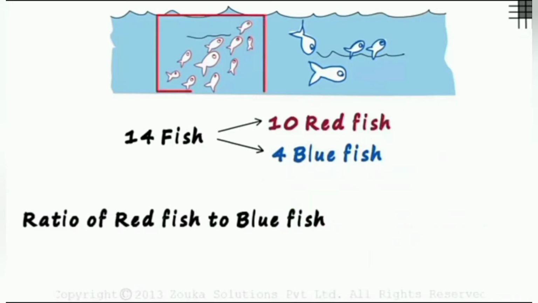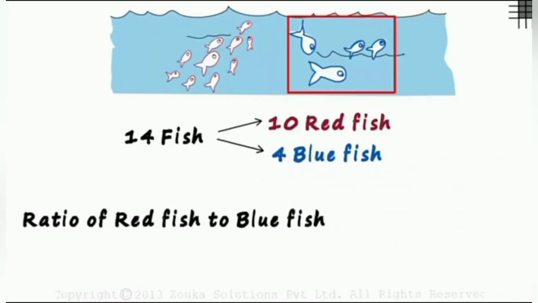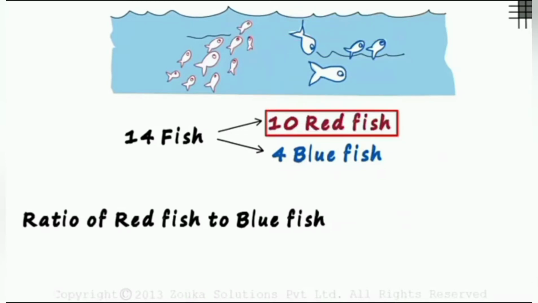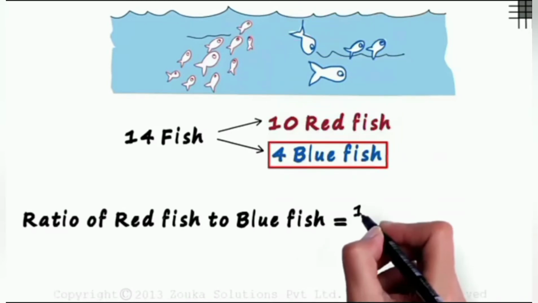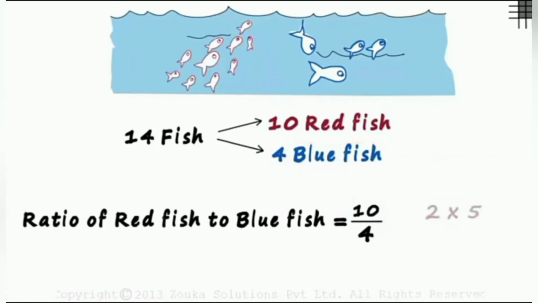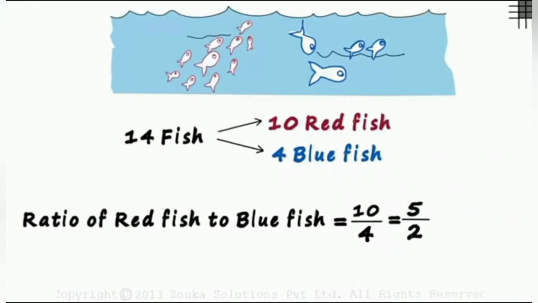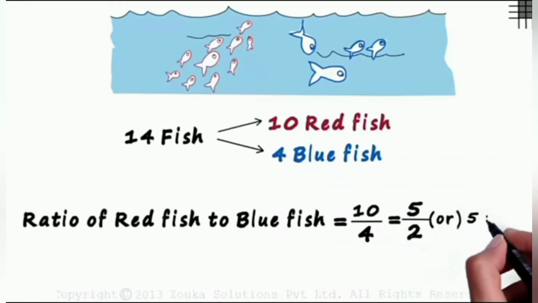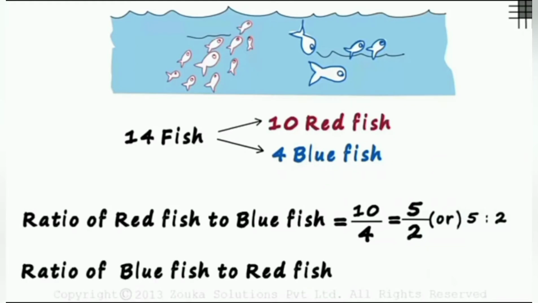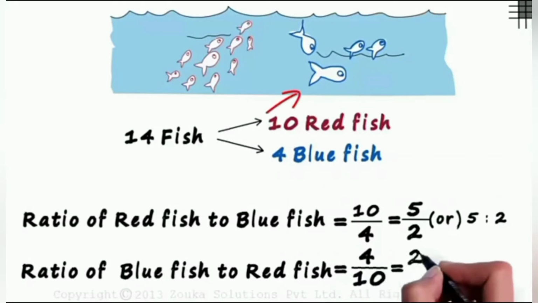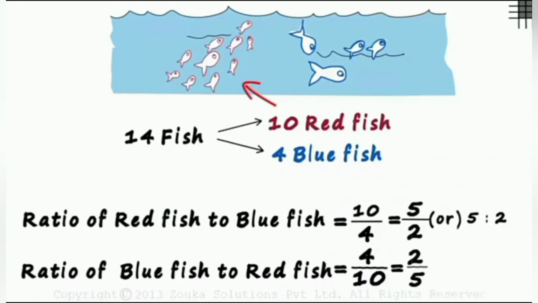Now to find the ratio between red fish and blue fish, 10 is to 4. So 10 by 4. If it is possible to cancel it, 2 and 2 you can cancel, and the simplest form is 5 by 2. So we can write the ratio in the form of 5 by 2 or 5 is to 2. In the same way, blue fish to red fish, 4 by 10, that is 2 by 5, or 2 is to 5.